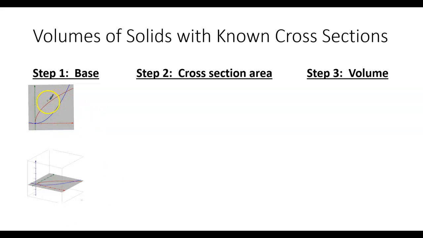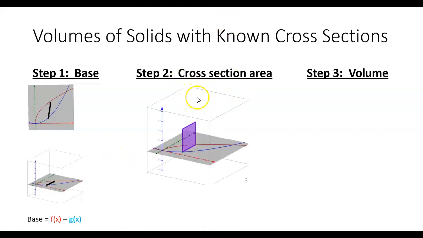Now the distance between the red line and the blue line, which can be found by doing F minus G, or once again, top minus bottom, that distance represents the base of the shape that we're going to stack on top of that, which is represented here under step 2. So if you imagine stacking a square on top of that little black line, you would get this kind of a shape. So step 2 is to find the area of that cross section.